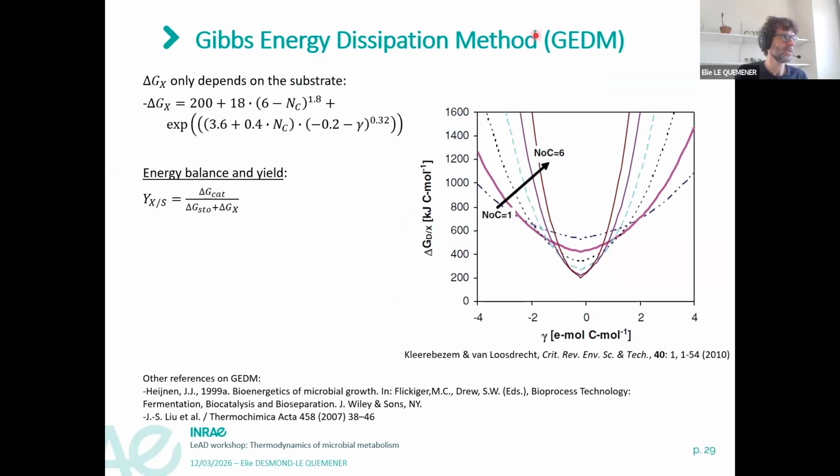So the Gibbs energy dissipation method: they assume that the energy associated with the metabolism only depends on the substrate, and they give some equation, and the equation depends only on the number of carbon and degree of reduction. And if you know that, you can compute the yield. That's the first method. So very easy to apply.